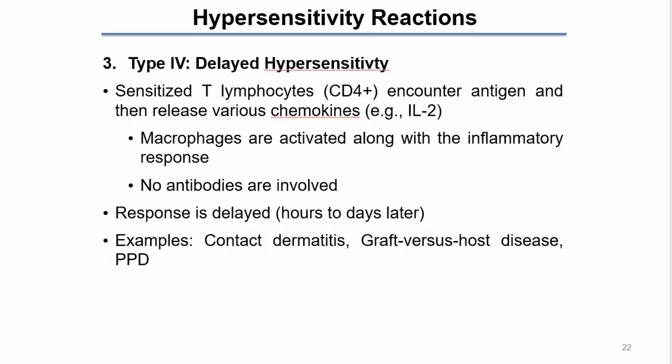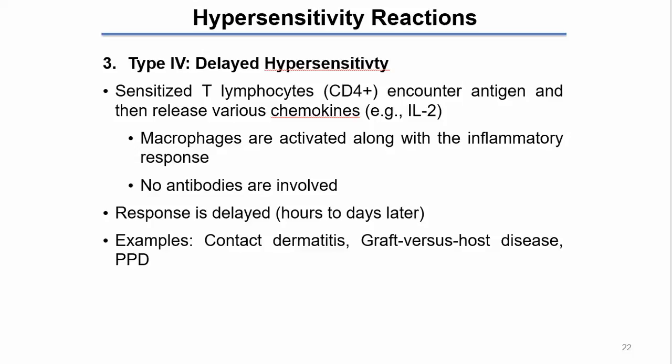Type 4 are the delayed hypersensitivities. So the delayed hypersensitivities are not involving antibodies. That's probably the critical thing. The other three all involve antibodies. Type 4 doesn't involve antibodies. I will repeat, it does not involve antibodies. Which of the following hypersensitivity reactions doesn't involve antibodies? Type 4.